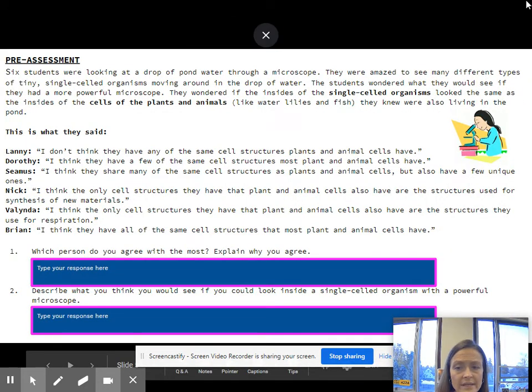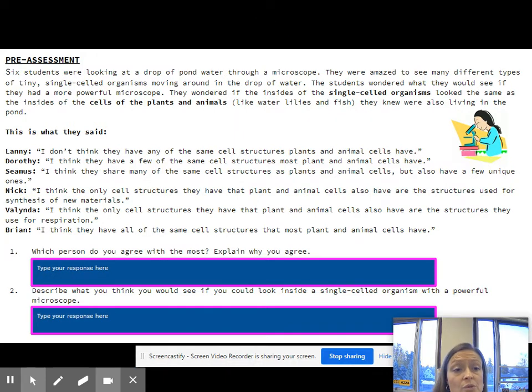So this is going to be the central part of our lab here. It says 6 students were looking at a drop of pond water through a microscope. They were amazed to see many different types of tiny single-celled organisms moving around in the drop of water. The students wondered what they would see if they had a more powerful microscope. They wondered if the insides of the single-celled organisms looked the same as the insides of the cells of plants and animals, like water lilies and fish. They knew those were also living in the pond.